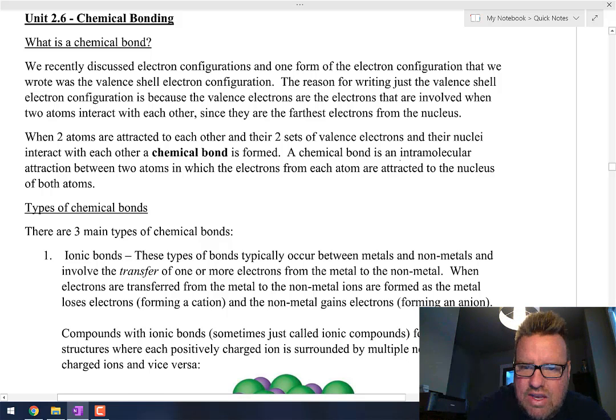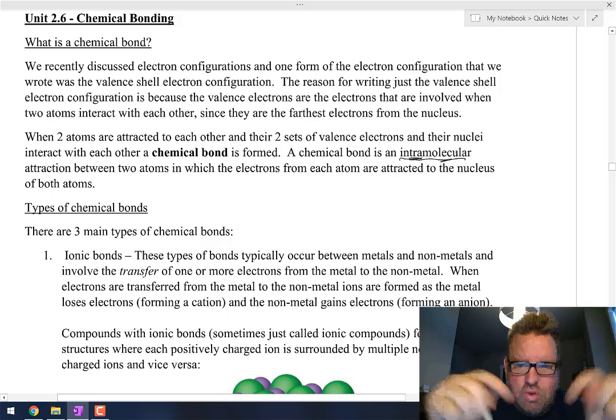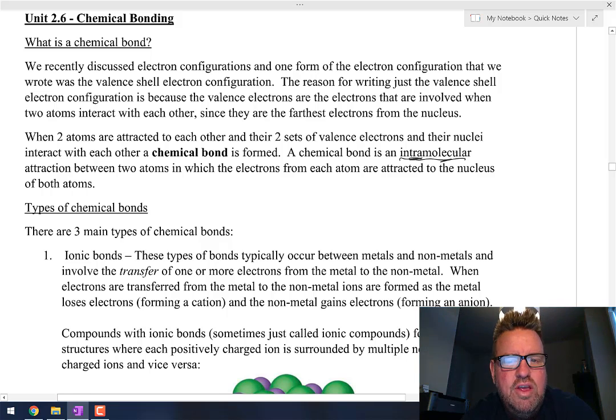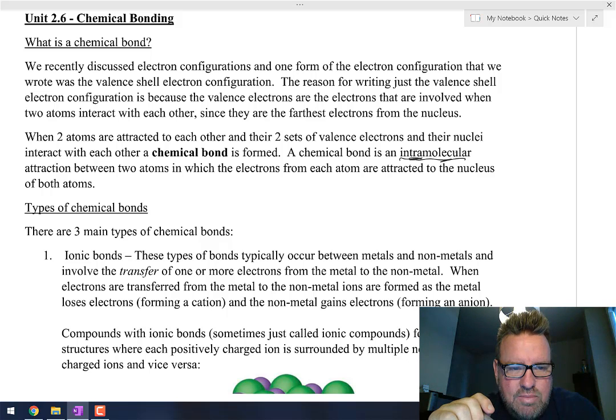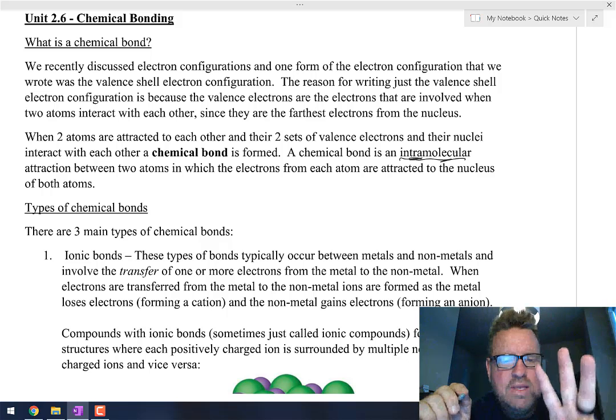So it is an intramolecular attraction. Intra means within, so within the molecule itself, between the atoms, using the valence electrons of those atoms. Now, there are three main types of bonds.